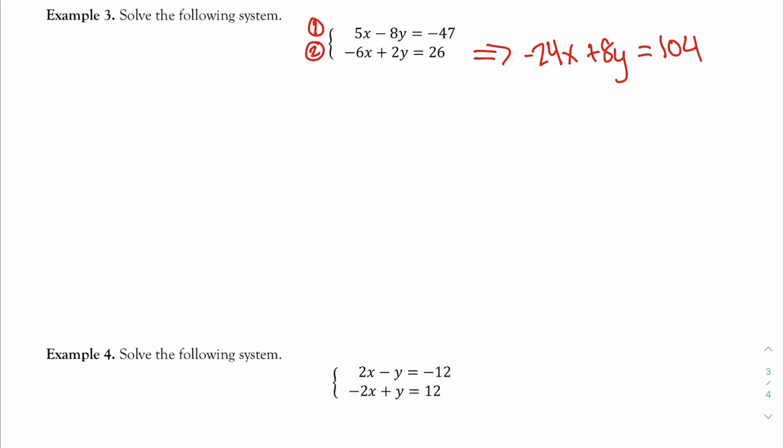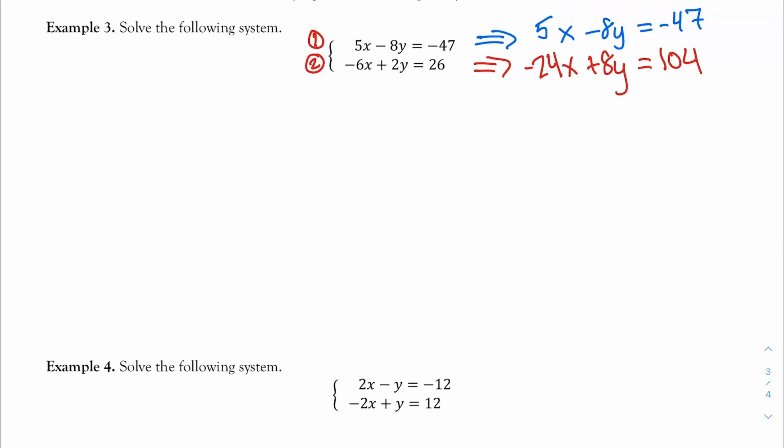And now for convenience, I'm going to go ahead and just recopy my equation 1. So I did not change equation 1 at all. So this is going to give me the hint, why did I even multiply equation 2 by 4? Well, if I look at these two equations, what happens whenever I add the two together? Adding straight down along the line. If I do this, I get 5x minus 24x, giving me negative 19x.